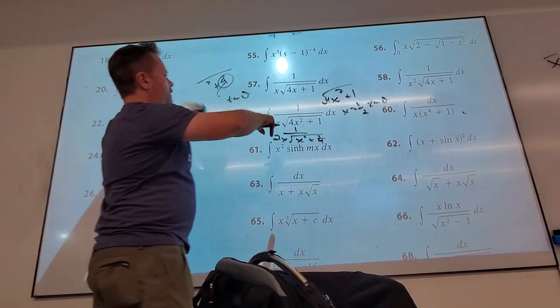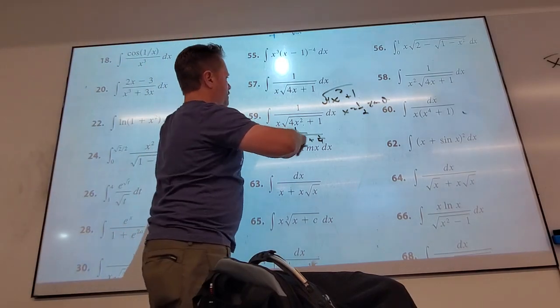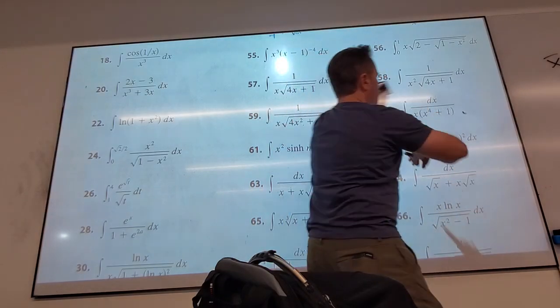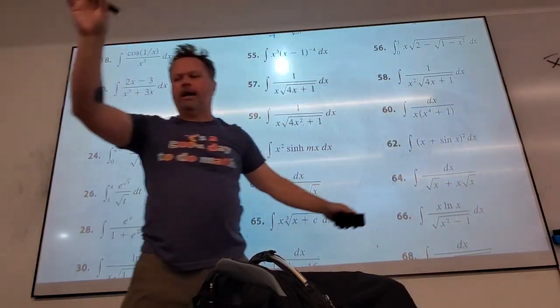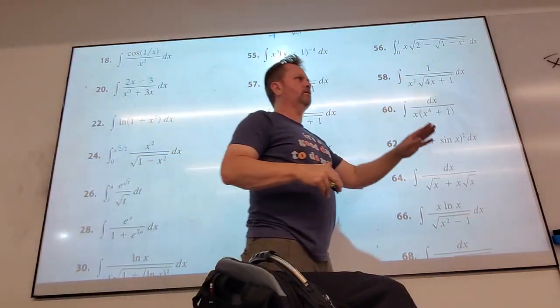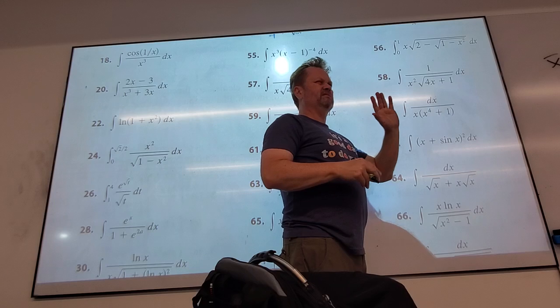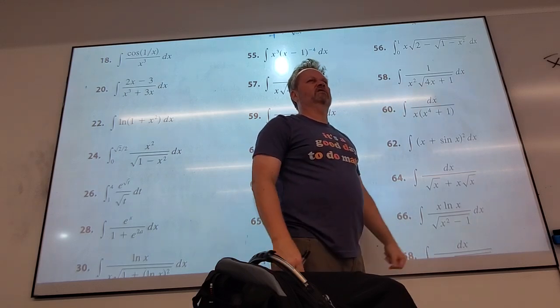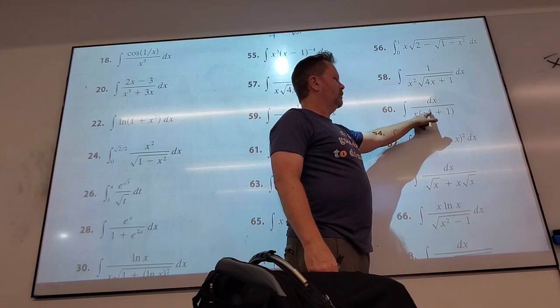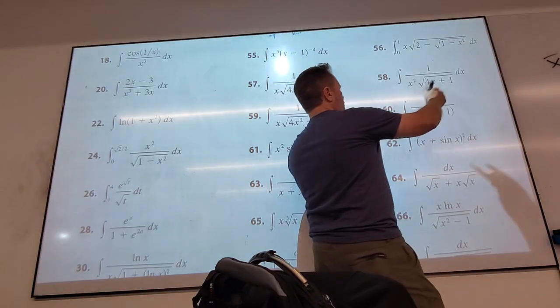What about, real quick, number 60. I want to show you something kind of nifty on number 60. Anybody have a clue about number 60? What can you rule out? What doesn't immediately work? Does u sub work? Doesn't work. The trig sub doesn't seem like it's going to work. What do I wish that was? 2. Yeah, so watch this.